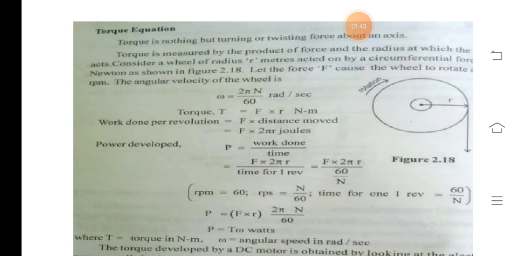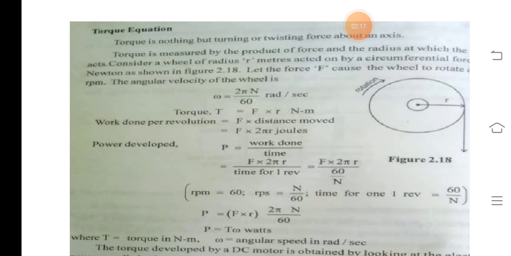Already I told you, P is poles, phi is flux, Z is the number of conductors, N is speed. Now we just rearrange that back EMF as P phi Z by A equal to 60 into EB by N. This is the basic torque equation while inducing back EMF. Now the speed, angular velocity omega equals 2 pi N by 60. This unit is radians per second.